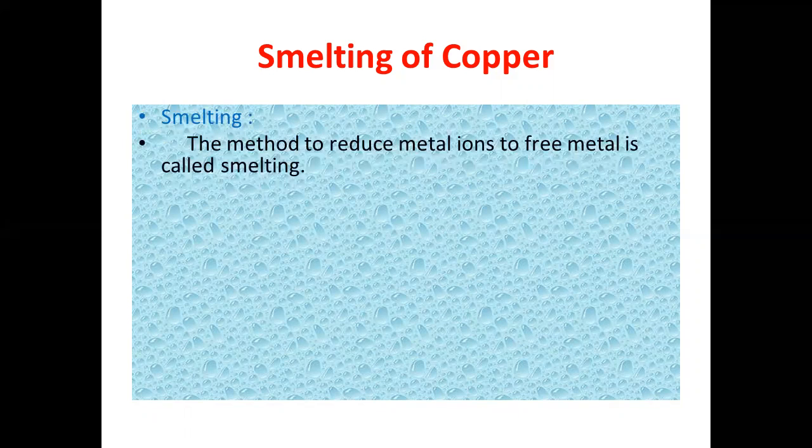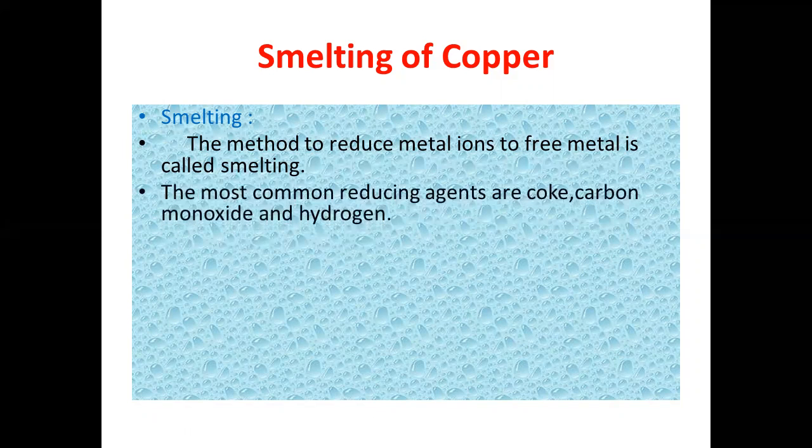What is smelting? The method to reduce metal ions to free metal is called smelting. But for smelting, we use the most common reducing agents such as coke, carbon monoxide, and hydrogen. Mostly we use these substances as reducing agents.